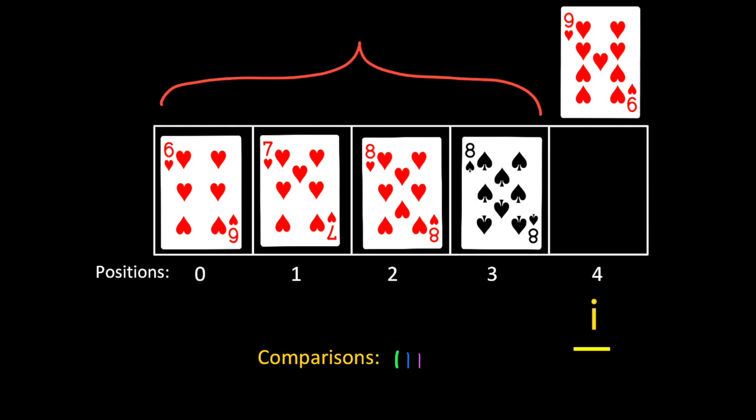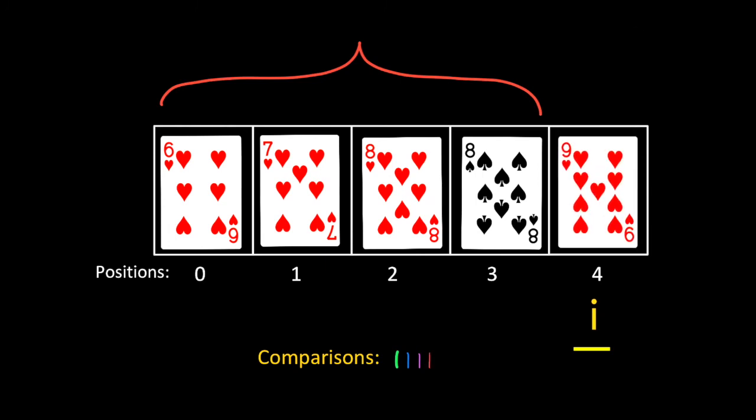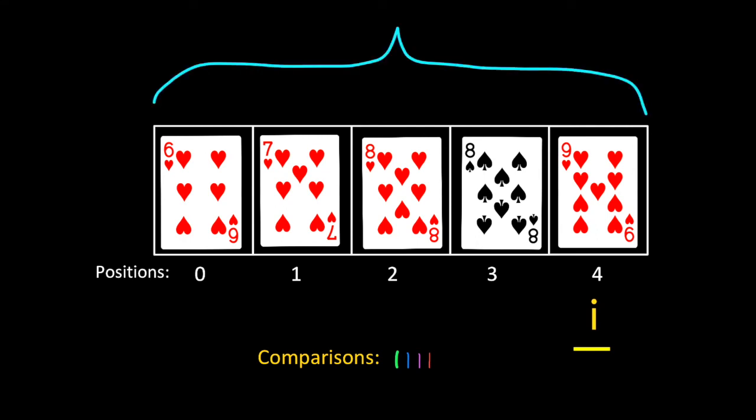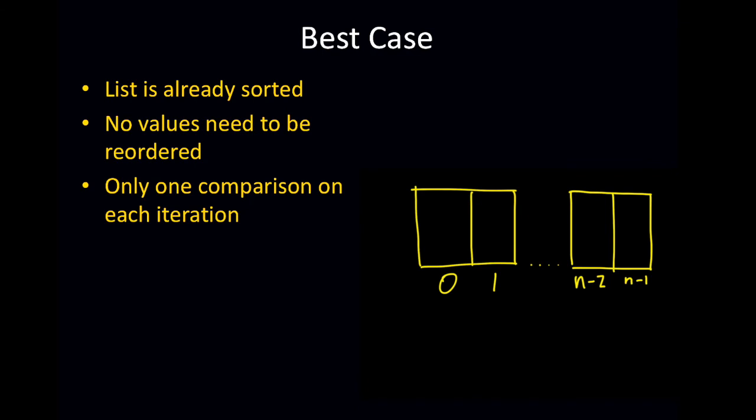Should 9 go right of 8? Yes, 9 is greater, so it stays where it is. Now all 5 values are sorted, and we have made 4 comparisons. So now you've seen that we do n-1 iterations, making a comparison on each iteration. So if we take off the constant, all we're left with is O of n.